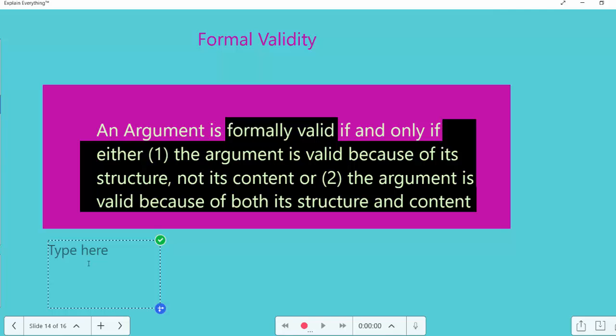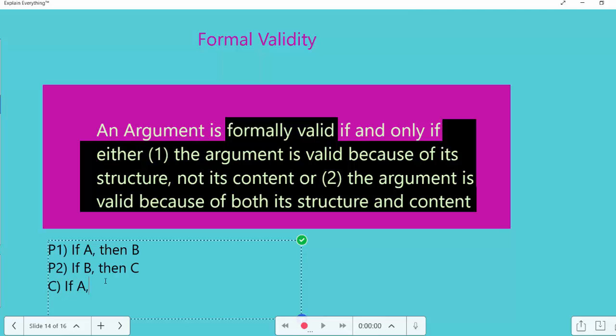So imagine we have an argument as simple as this. In some ways, you'll notice that this is nonsensical, doesn't have much meaning to it. If A, then B. If B, then C. Therefore, if A, then C.